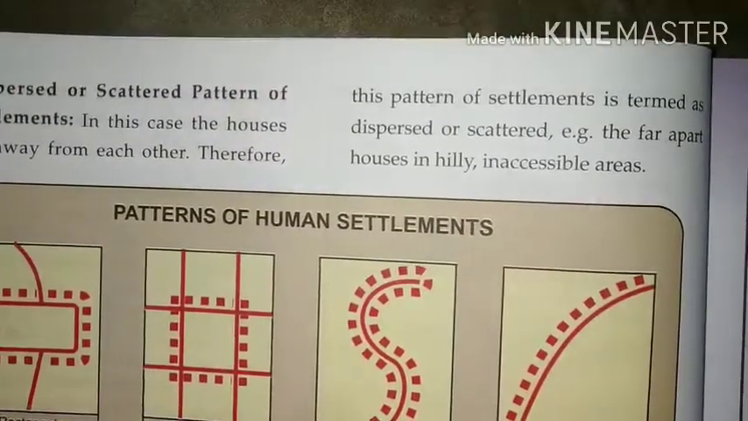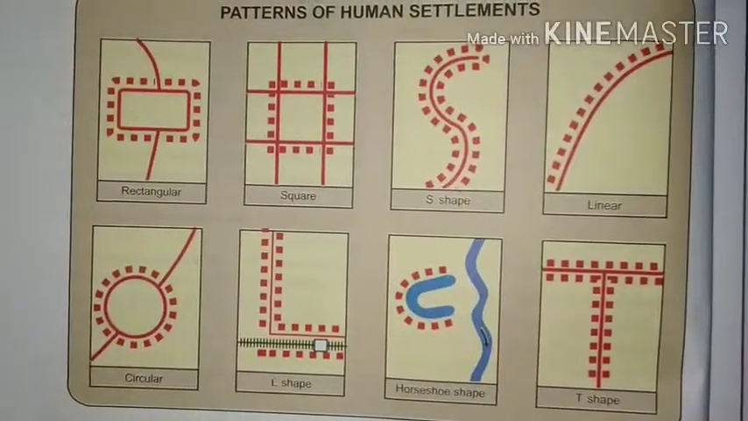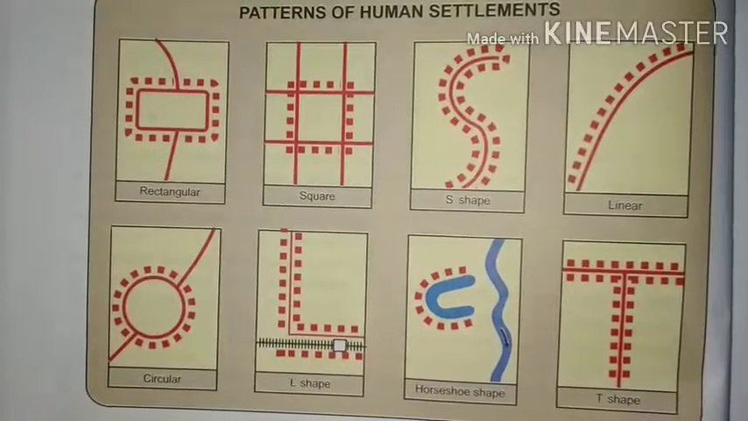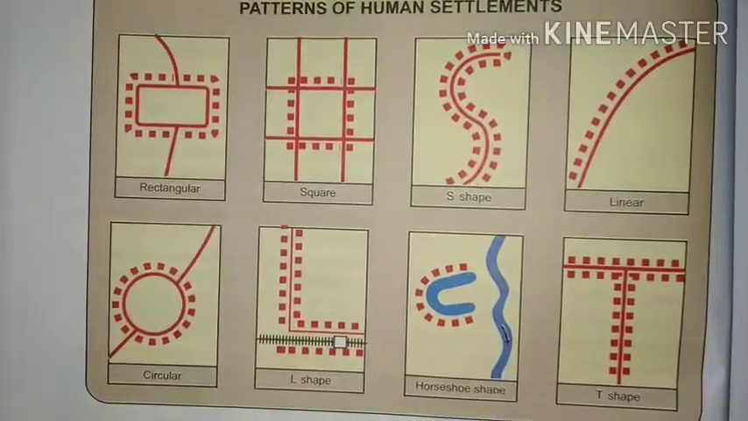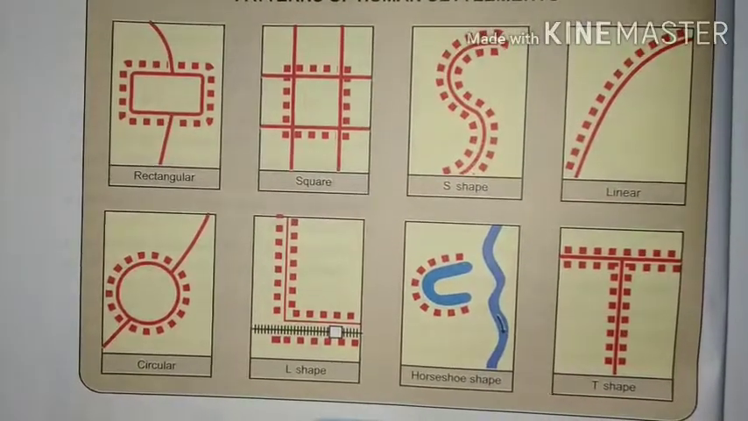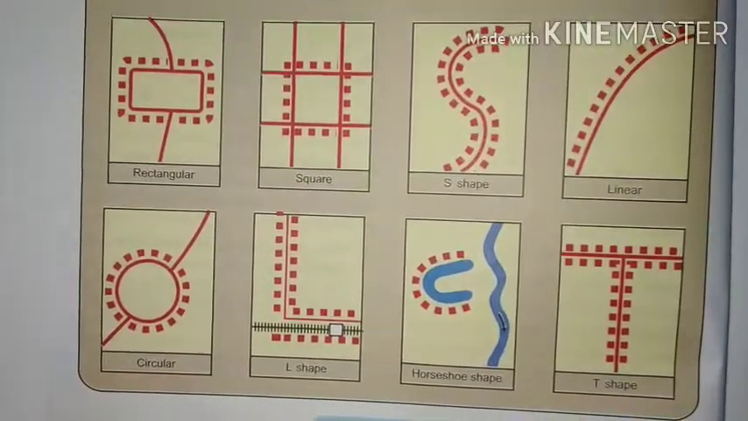Now you can see some figures are given here. Different patterns of settlements are shown here: rectangular, square, S shape, linear, circular, L shape, horseshoe shape, T shape. So different types of settlement patterns are there.